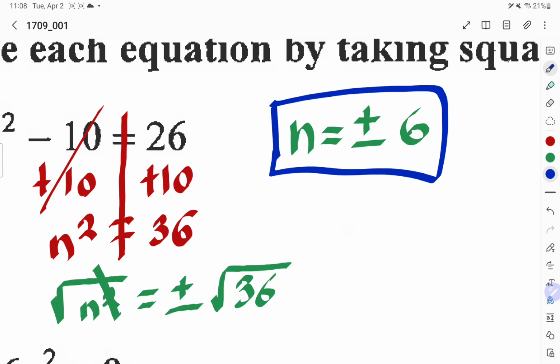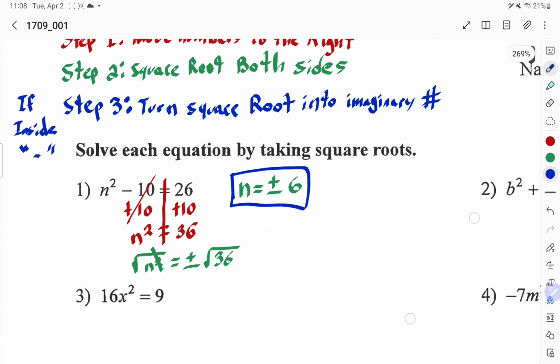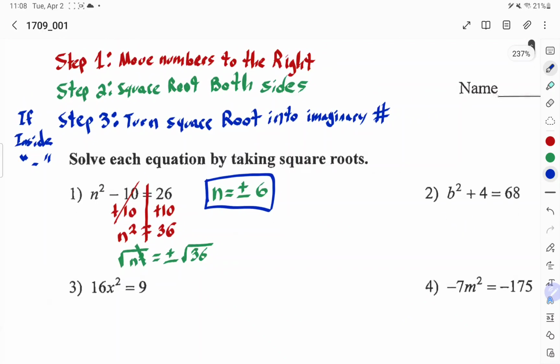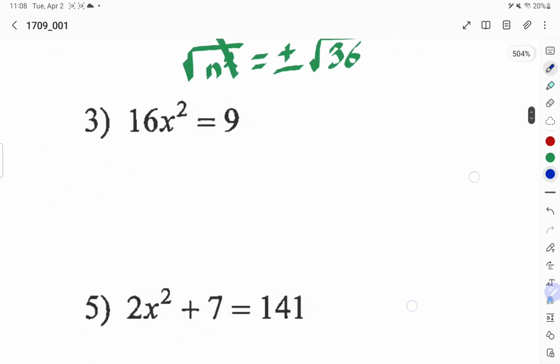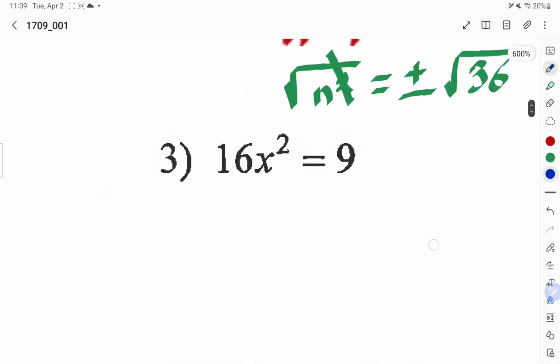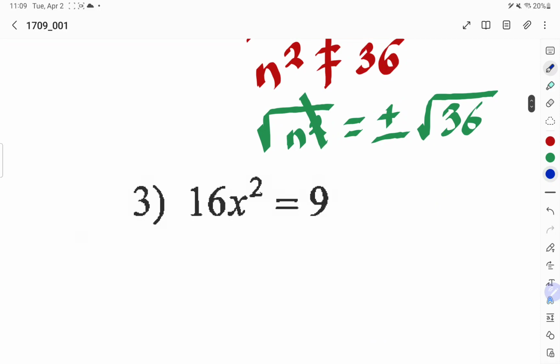Pretty easy. You see the difference? Step number 1, move everything to the right. Step number 2, square root. And that is it. That's all we're going to do. So let's do number 3, that way you can see what exactly we mean again.